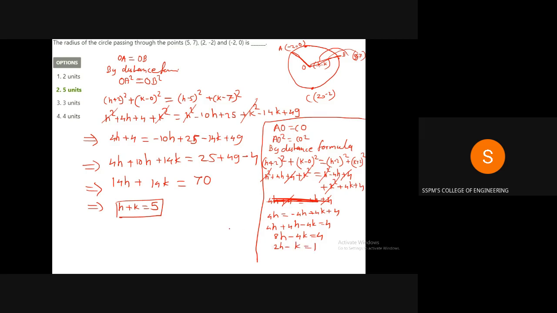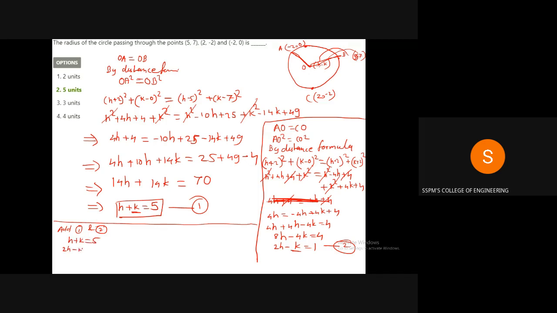2h minus k is equal to 1. Suppose this is our first equation, this is our second equation. Okay, these are our two equations. So now we have to solve these two equations, h plus k. We will see the coefficient of k is 1 here, and here also the coefficient of k is 1. So we will directly add these equations. Add 1 and 2. What will we get?